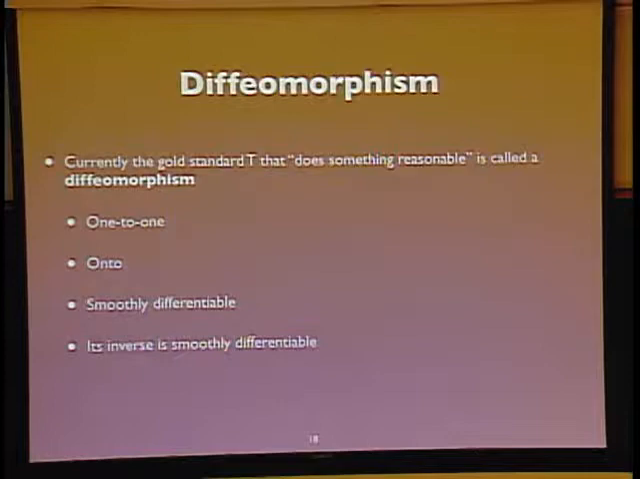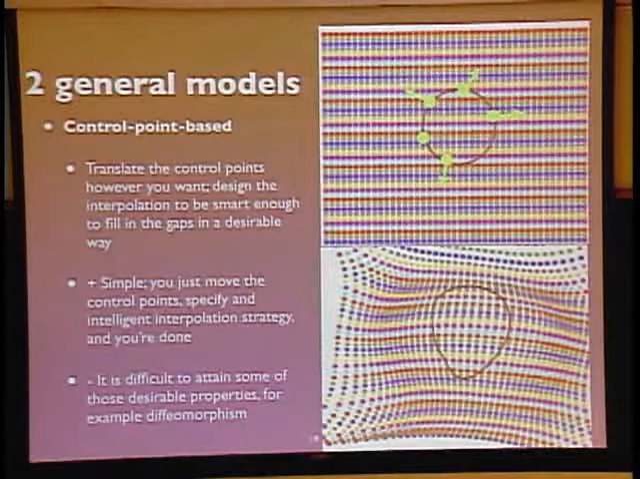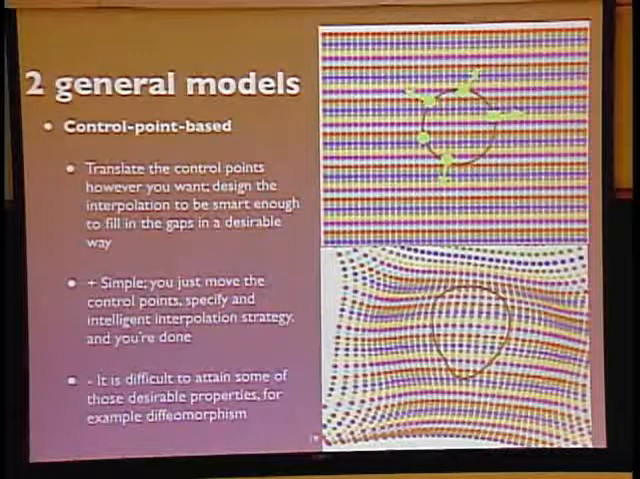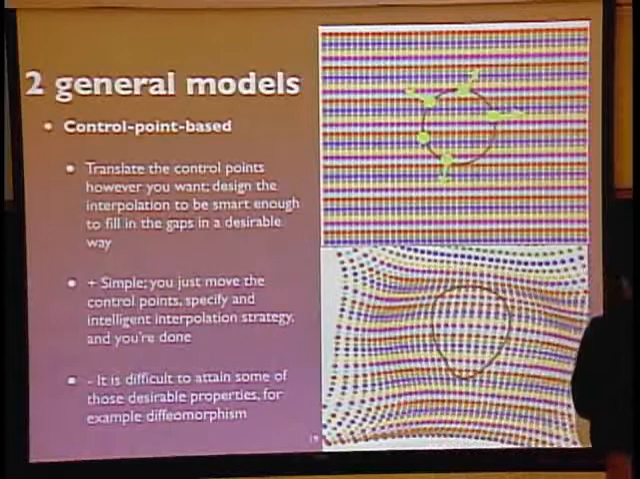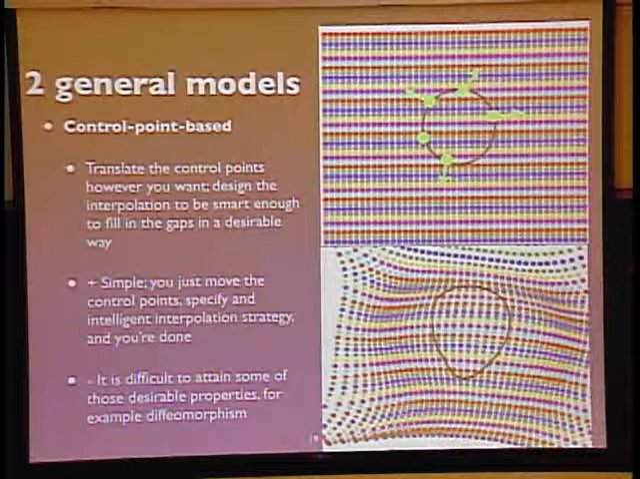So I told you that using control points is basically only one recipe for getting a deformable mapping, but it is one. And if you set your interpolation scheme properly, you can actually get a diffeomorphic mapping just by using these control points with the proper interpolation. And you should see that this mapping looks like a diffeomorphism. It's spatially smooth.